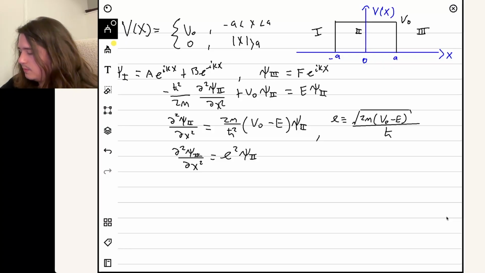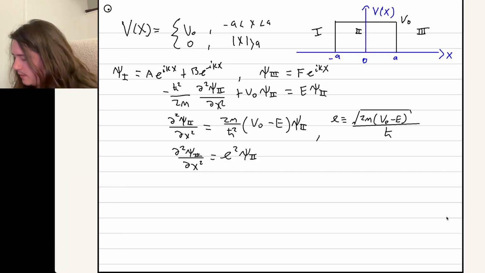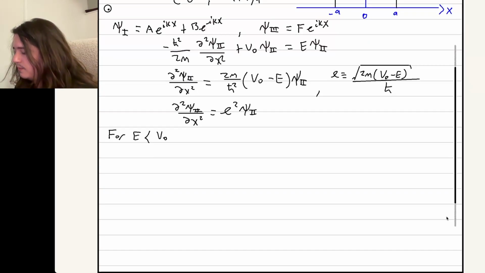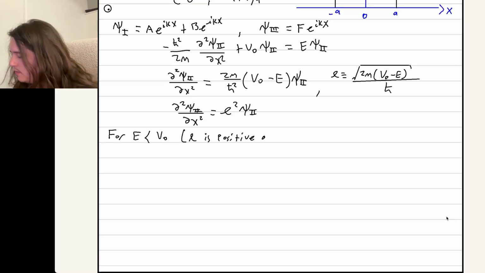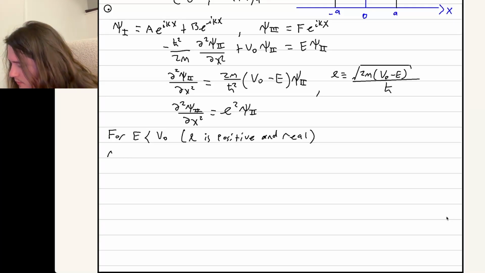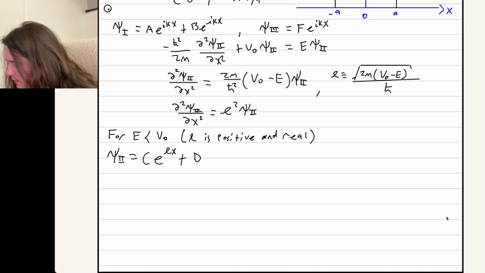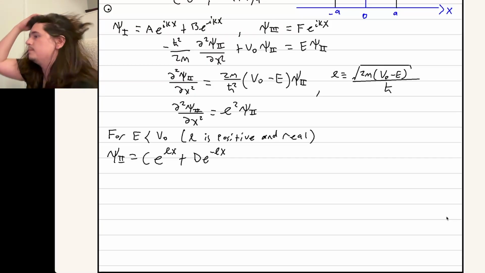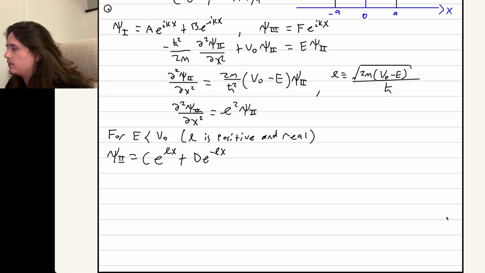So, first of all, let's do this all in black actually. For E less than V naught, this is the first case that Griffiths asks us to look at. So, that is just saying that L is positive and real, right? Because V is positive and E is not as big as V, so yeah, positive and real. That has a particular solution of C e to the Lx plus D e to the minus Lx. And the goal of this is to find the transmission coefficient.